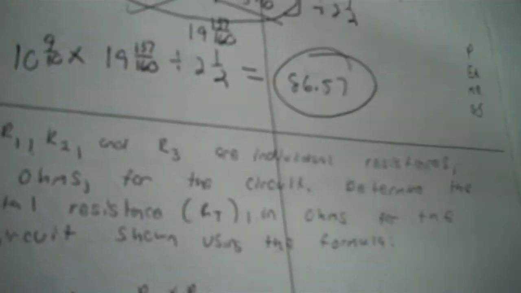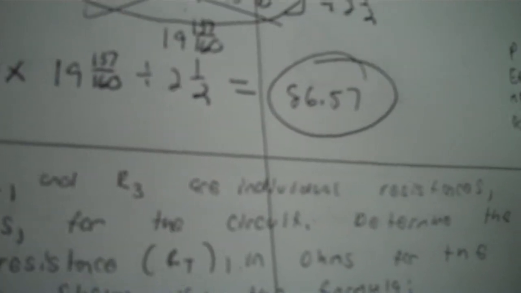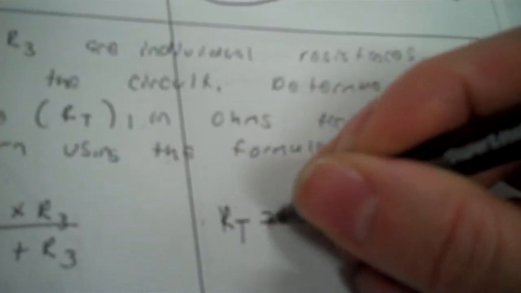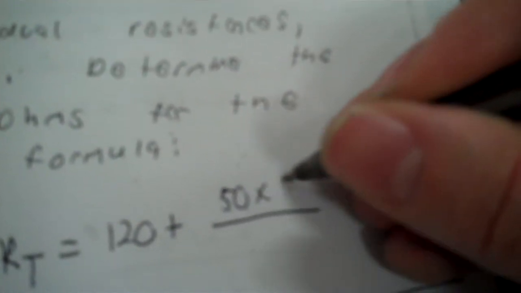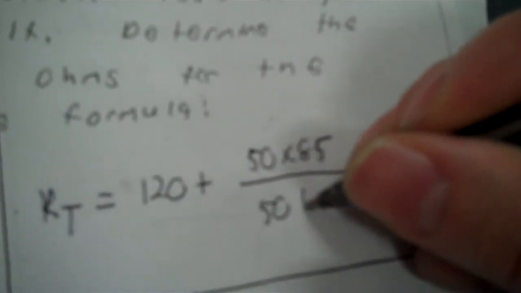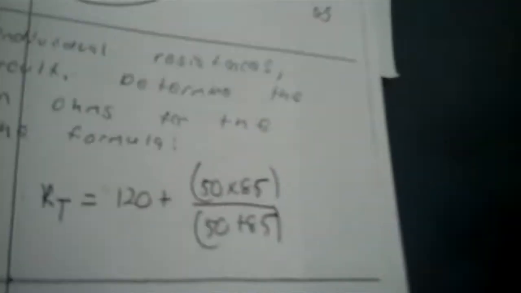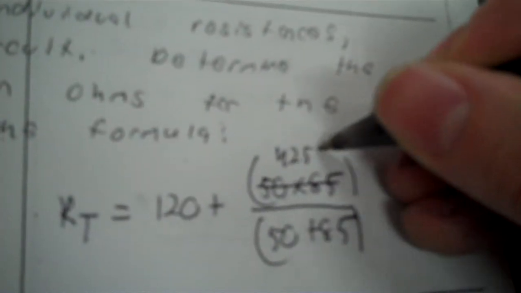Okay, number 6, R1, R2, and R3 are individual resistances in ohms for the circuit. Determine the total resistance, which is RT, in ohms for the circuit shown using the formula. So RT equals R1, which is going to be 120, plus R2 times R3 on top of the fraction line, so 50 times 85, over R2 plus R3, so 50 plus 85. Insert your parentheses. In each parentheses, you have just the one operation. So 50 times 85 is 4,250, and then 50 plus 85 is 135.